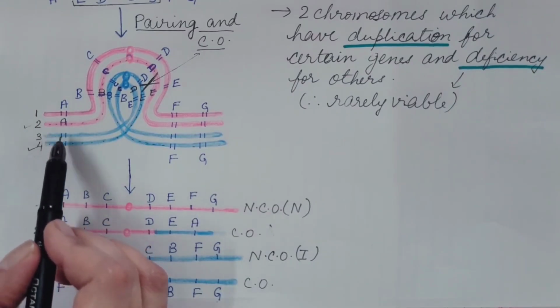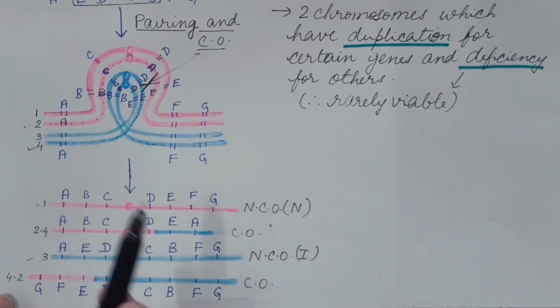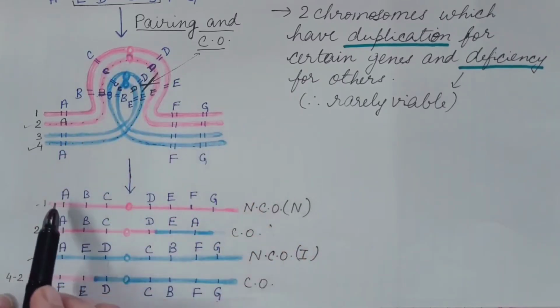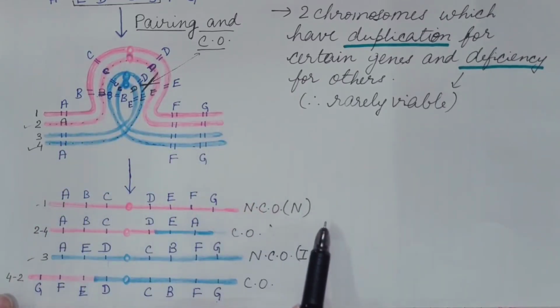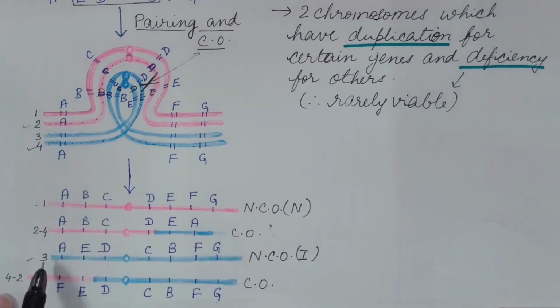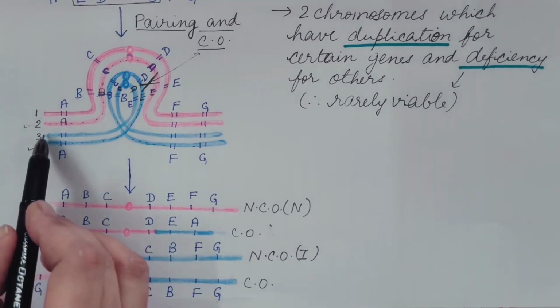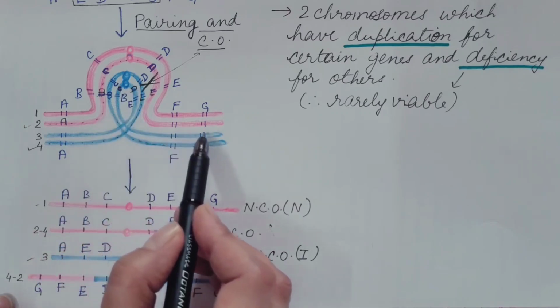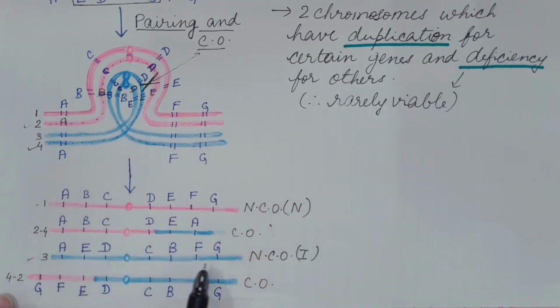First and third are the non-crossover products. This is A, B, C, D, E, F, G, which is the normal chromosome. And the second non-crossover product is A, E, D, C, B, F, G. So this is also a non-crossover product. It has the inverted segment E, D, C, B.